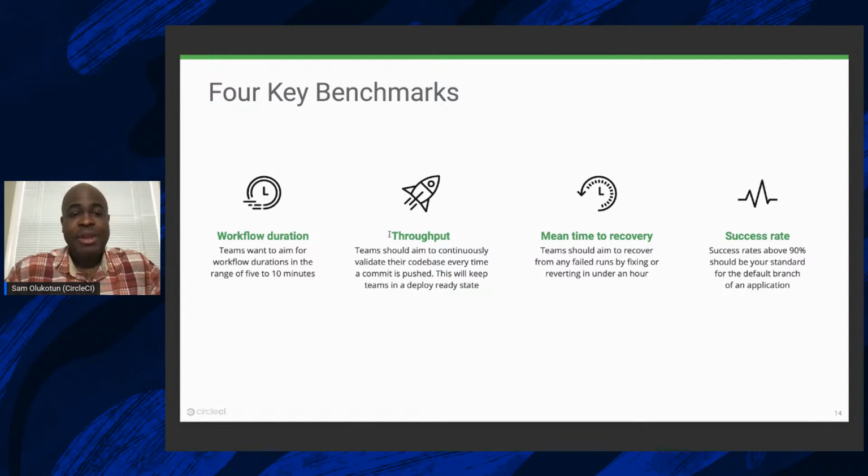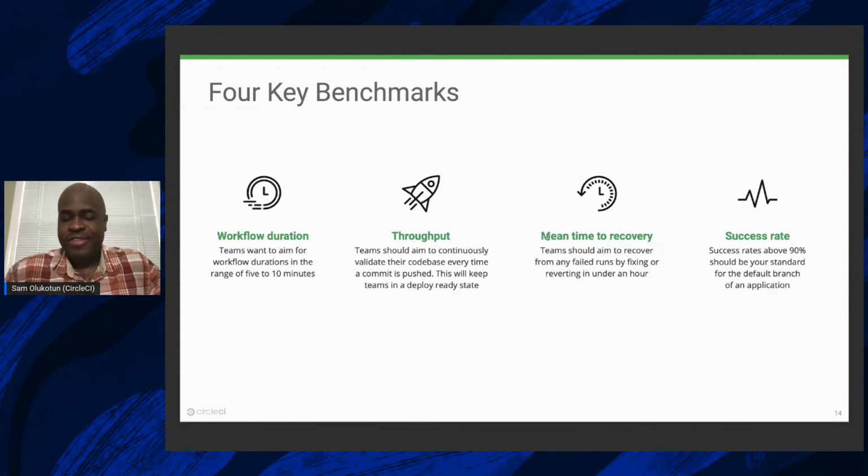Throughput is how many workflows your team is pushing through or running on your CI/CD pipelines. And typically, we want to say that teams should aim to continuously validate their code base every time a commit is pushed. This is how you ensure that your teams are keeping your code and your applications in a deploy-ready state.